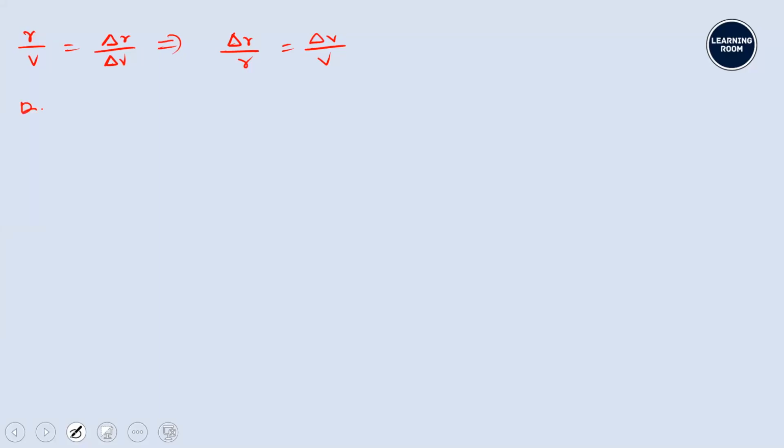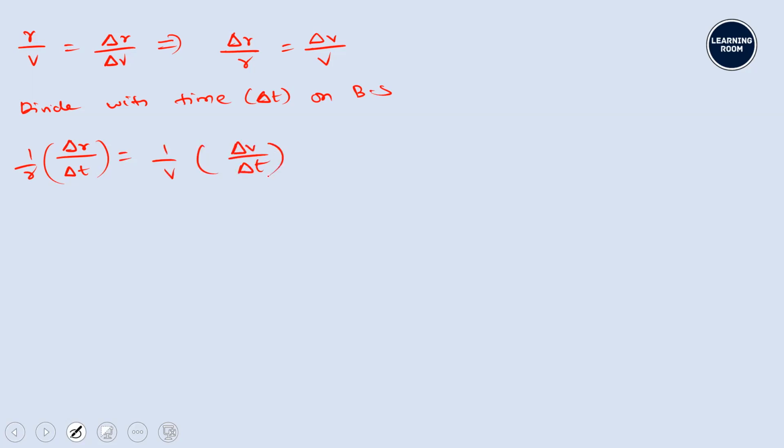Now, if I divide by time, that is delta T, on both sides, I will get delta R divided by delta T into 1 divided by R. So I put this R outside: delta R by delta T should be equal to 1 divided by V into delta V divided by delta T. Now if I let delta T tend to 0, then I'll get 1 by R into the limit as delta T tends to 0 of delta R divided by delta T, equal to 1 by V into the limit as delta T tends to 0 of delta V divided by delta T.